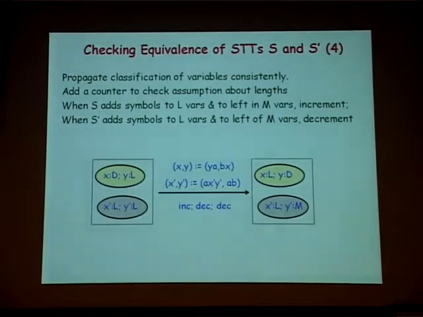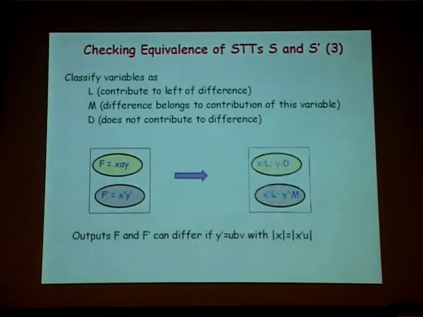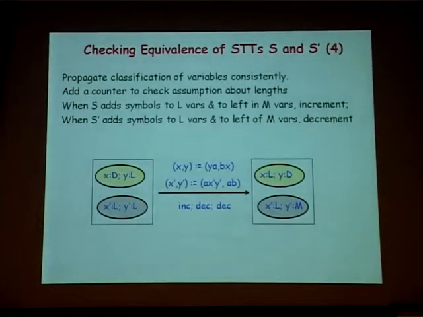difference. And the final thing is making sure that the length assumption is really checked, because if we go back here, what I really want to check is that this length is equal to this length, which means the number of bits contributed to the left by both are essentially the same. That's done by introducing a single counter. Here we are adding one symbol to x, so that's why there is one increment. Whenever s adds symbols, we increment. Whenever s prime adds symbols, we decrement. Since here the classification of both x prime and y prime is left, we add two decrements.